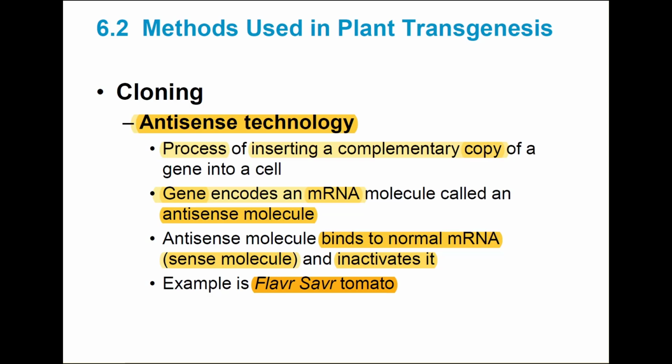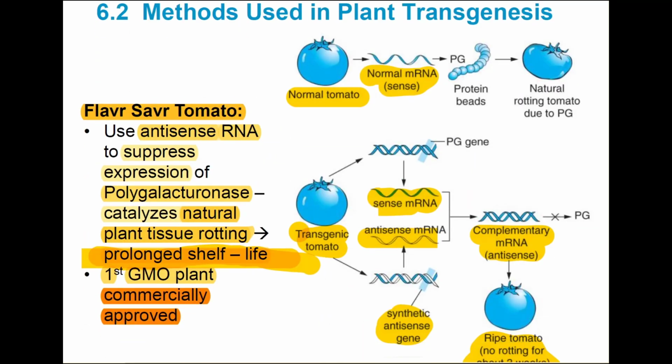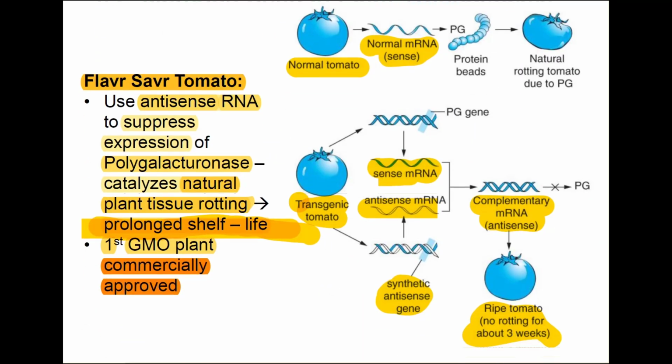So antisense is used to suppress polygalacturonase, which is this PG enzyme, which catalyzes natural plant tissue rotting, and by inhibiting this, you prolong the shelf life, so the tomato rots much more slowly. This was the first GMO plant commercially approved. So here's the polygalacturonase gene, the sense mRNA. Antisense was designed and introduced, and basically it reduces the expression of PG, polygalacturonase, which is what's leading to the breakdown of these polymers as part of the rotting process.